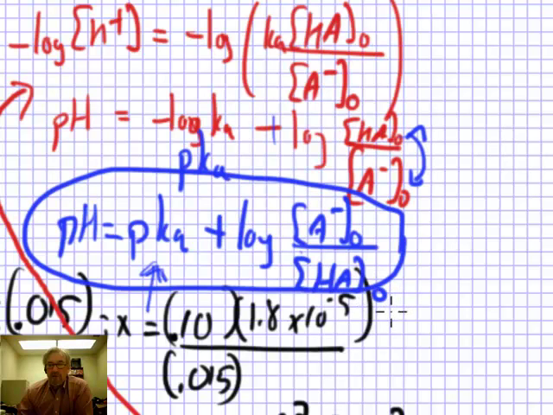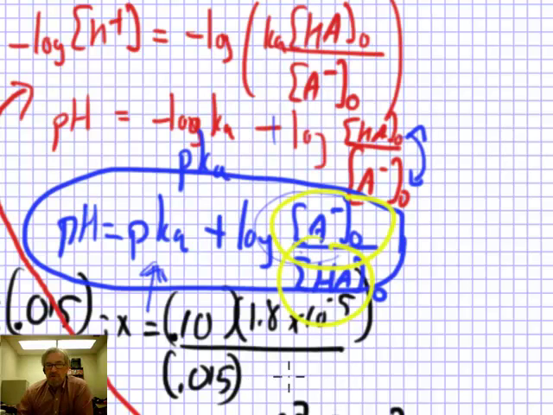And that's usually pretty easy to figure out. But there's even another simplification that we can make. Because the A minus and the HA are both in the same mixture, they're both in the same volume. Concentration is moles per liter, and the liters are just going to drop out. So in addition to this, we could write another version of the Henderson-Hasselbalch equation that gives us even more power.